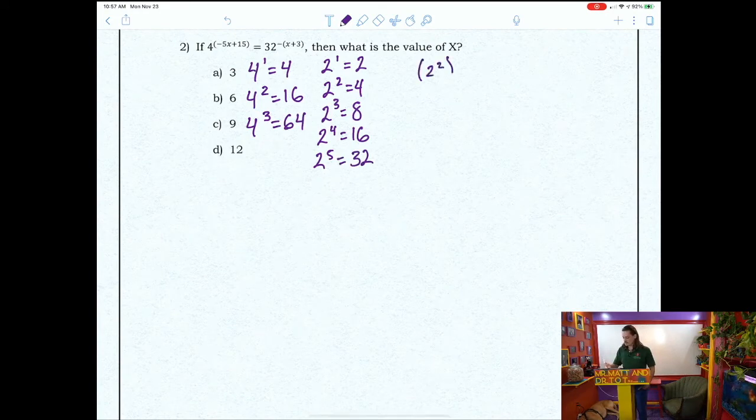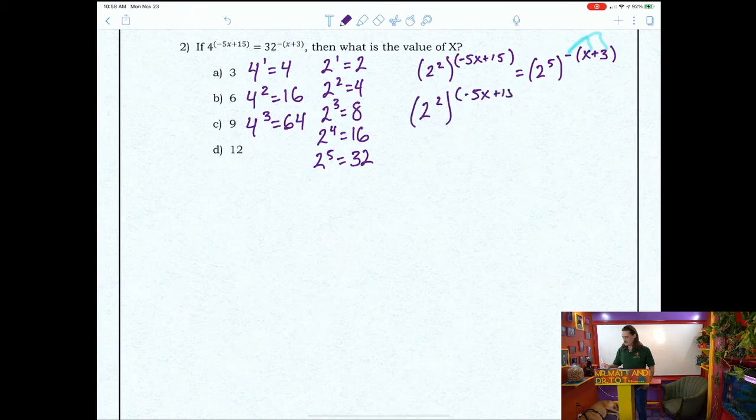And that's still raised to the negative 5x plus 15 power. Instead of 32, I'm going to write 2 to the fifth. And that's still raised to the negative 1 times the quantity x plus 3 power. I'm going to simplify on the right just by distributing that negative sign within the parentheses. Notice it needs to go to both the x and the 3. So the left-hand side is going to remain unchanged for this step.